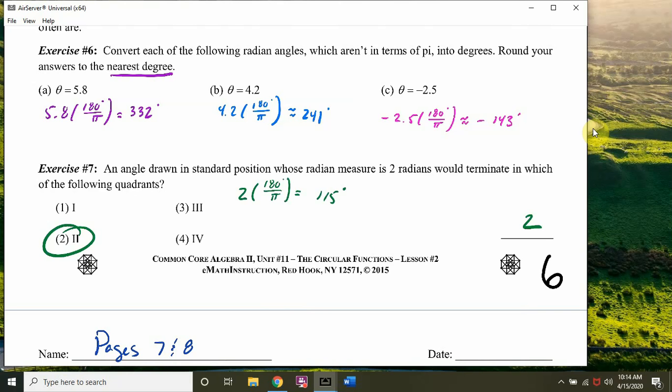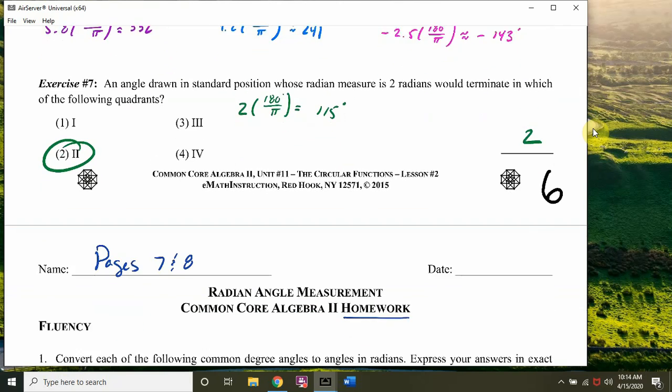Okay, so pause, take some time to try the homework, and then take a look at the solutions if you need help, and see if you got them correct.